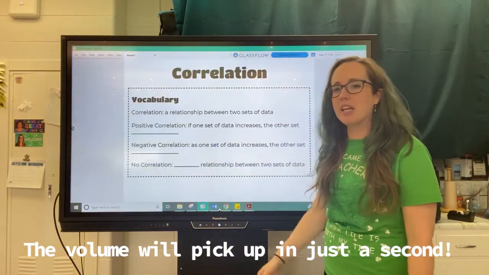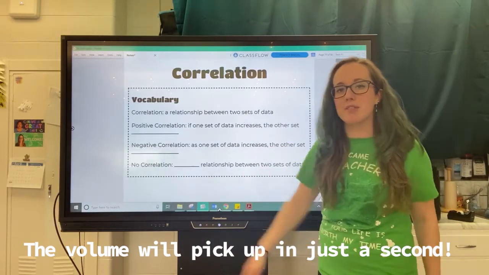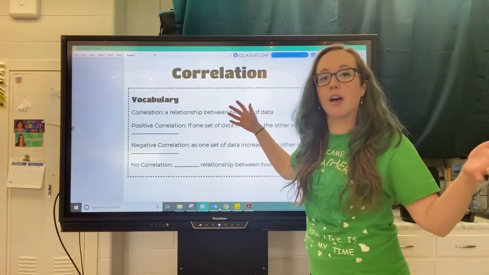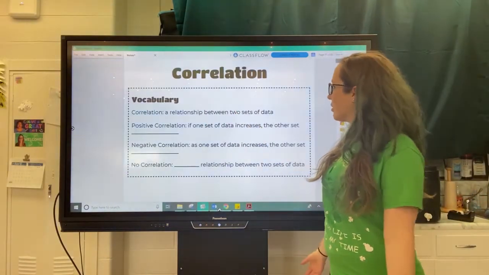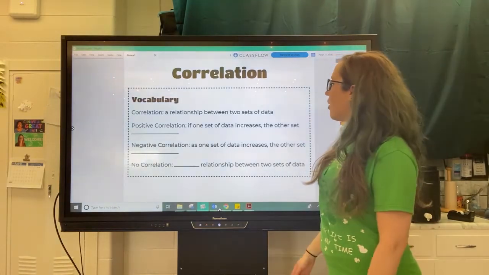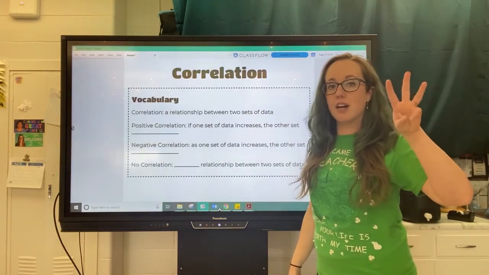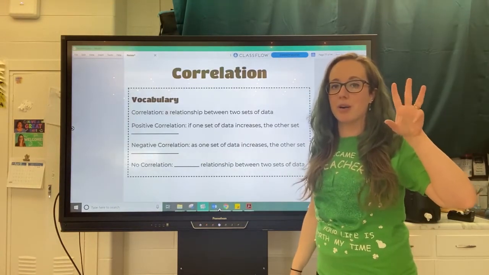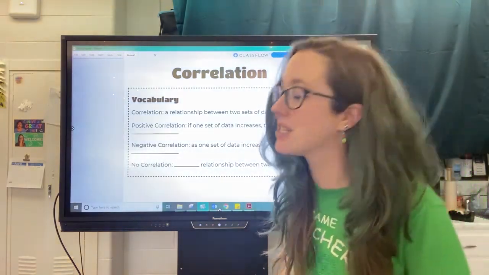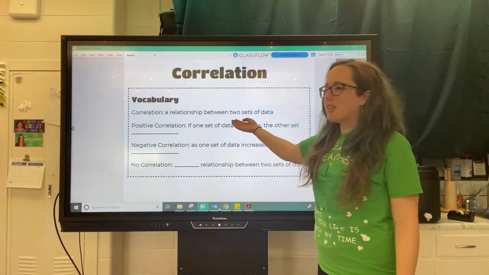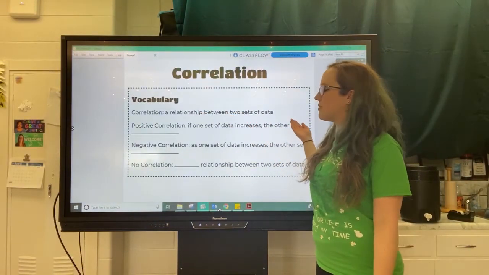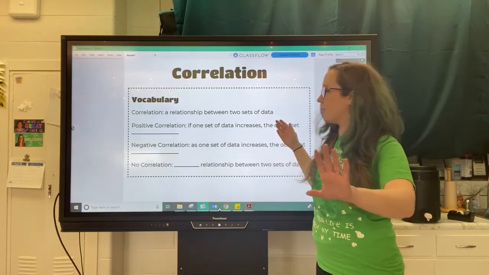Correlation, which is related to scatterplots that Ms. Voss showed you in the last video. So once you create a scatterplot, then we need to be able to look at it and decide what's going on, okay? And there are 3 kinds of correlation we're gonna talk about. But you're probably thinking, Ms. Benson, I don't even know what correlation is. That's okay. The correlation is just a relationship between 2 sets of data. Okay, let me show you.